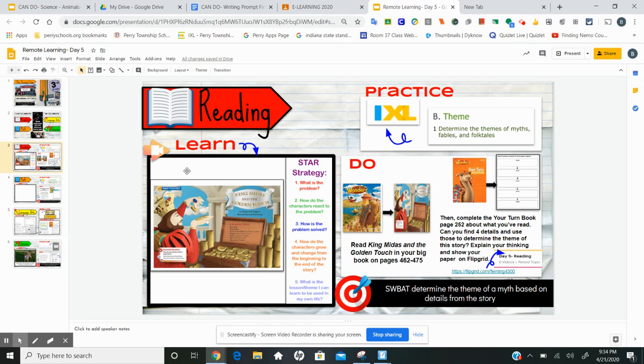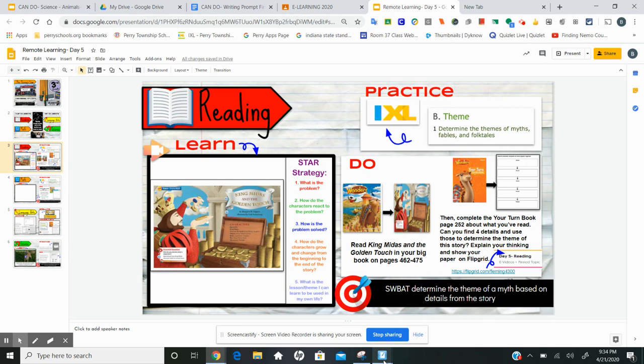This is the video part of the learn that you're going to be doing. We're going to be working on the STAR strategy today, so I put that on here for you to look at because here in a little bit you're going to be practicing theme on IXL, and then you're going to be reading the rest of the story that I'm going to start for you today, and then you're going to be completing this graphic organizer and sharing your thinking on Flipgrid.